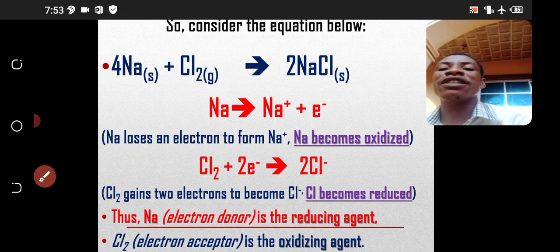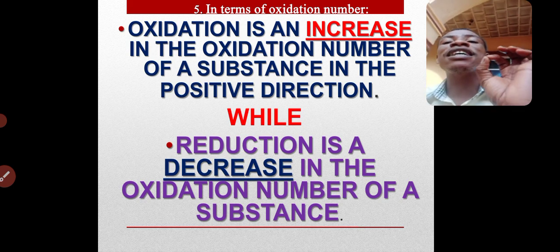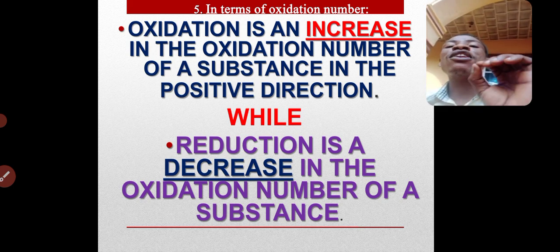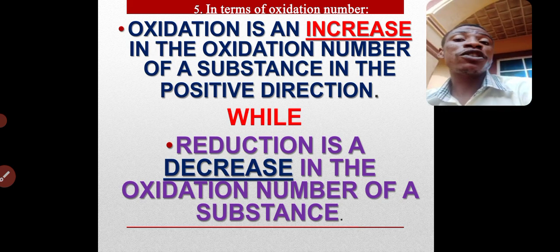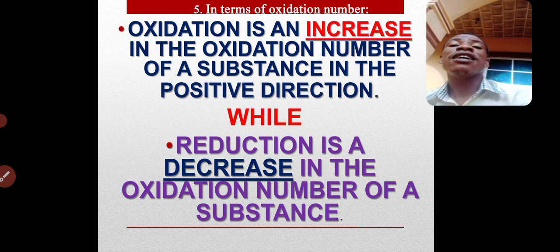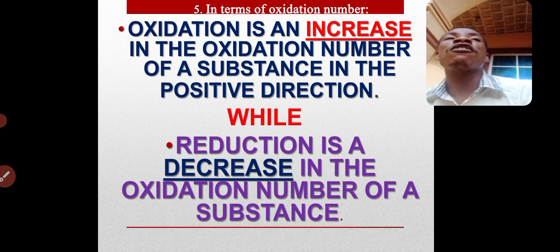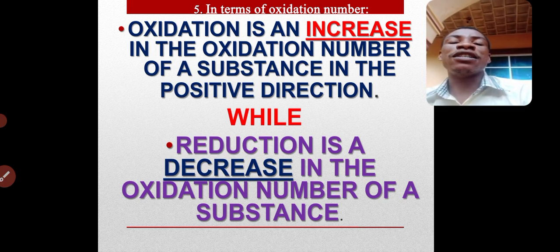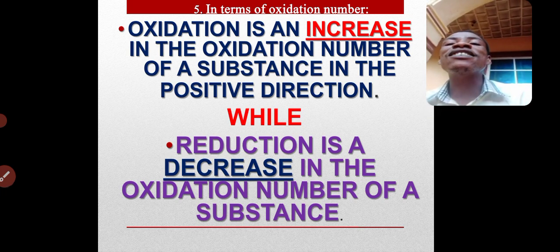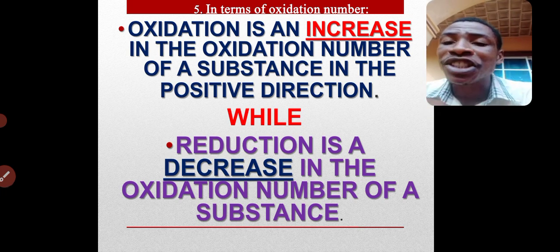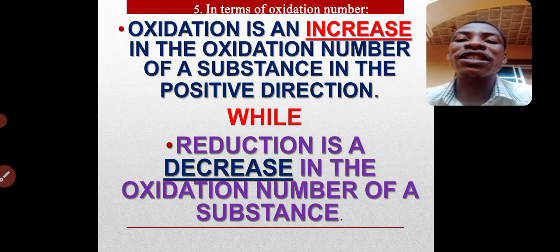That's the reducing agent. So finally, in terms of oxidation number, you define oxidation as an increase in oxidation number of a substance in the positive direction. That is, +1 to +2 is oxidation, from +2 to +3 is oxidation, from 0 to +1 is oxidation, from -1 to 0 is oxidation. So when there's an increase in oxidation number of a species in the positive direction, you call that oxidation.